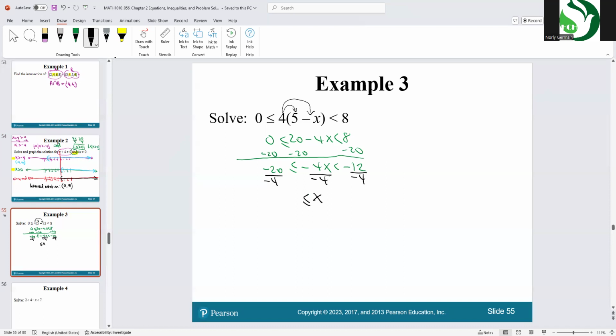That will be between negative 20 over negative 4, which gives positive 5. But the symbols change, because we change the negative into positive in front of the x term. So that one right there would be less than or equal to 5. And this one would change also to greater than negative 12 over negative 4, which gives 3. Okay? So you can either leave it like this, or you can just rewrite it as x.